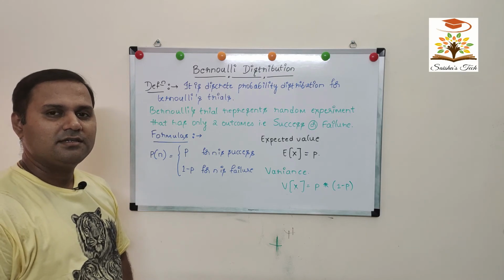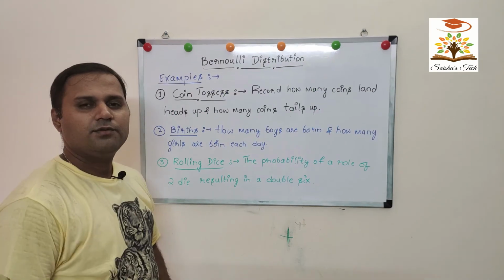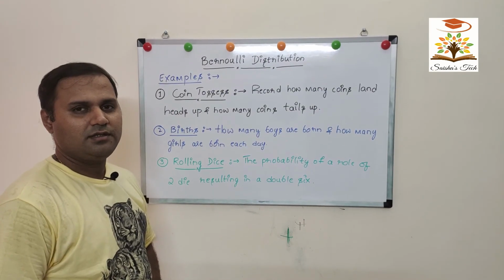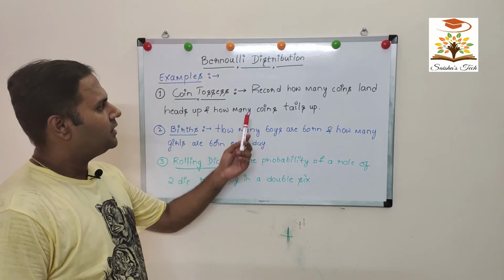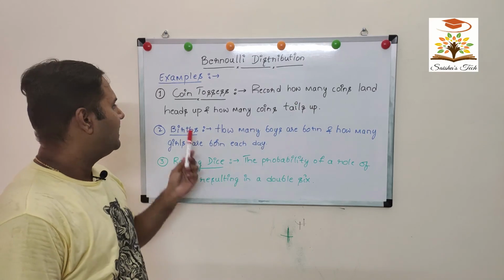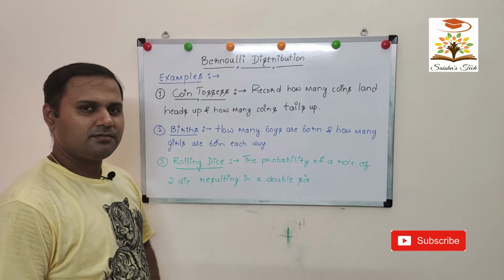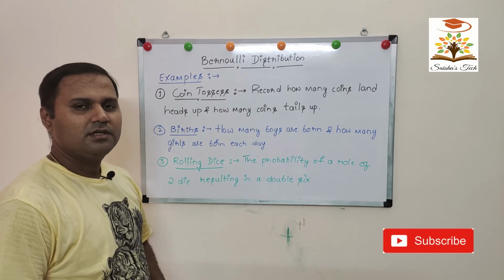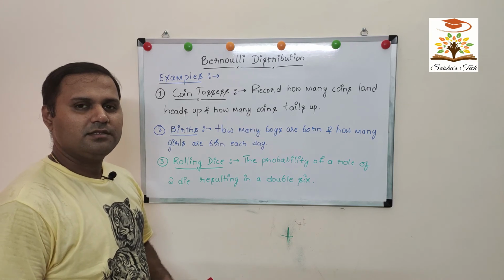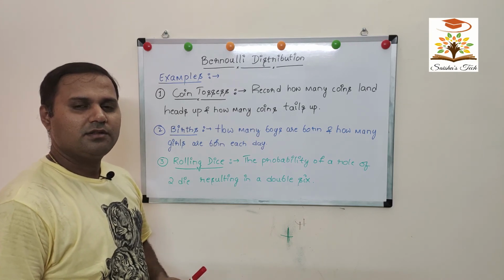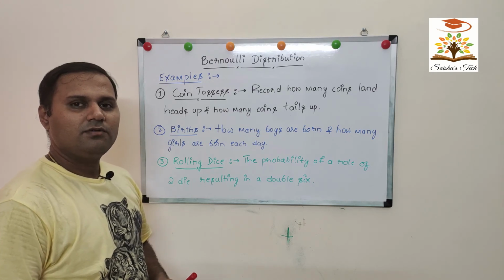Now let us understand some of the applications of Bernoulli's distribution. Few of the examples of Bernoulli's distribution are coin tosses. Here we can record how many coins lands heads up and how many coins lands tails up. In an ideal situation, a coin toss has an equal probability of heads and tails. That is, for a random experiment, the probability of getting a heads is 50% and the probability of landing up a tails is 50%.